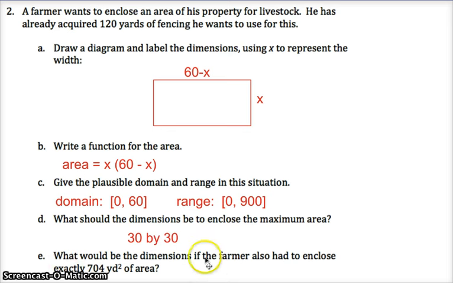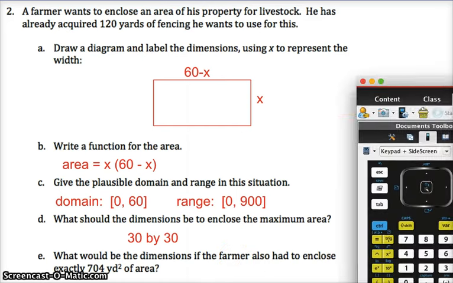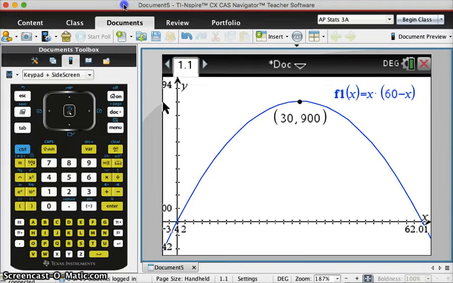What would be the dimensions if the farmer also had to enclose exactly 704 square yards of area? We want to figure out where x is such that f of x is 704. There are a couple of ways to do that. We could make a table and look through it until we find the value of 704. That would be Control T.